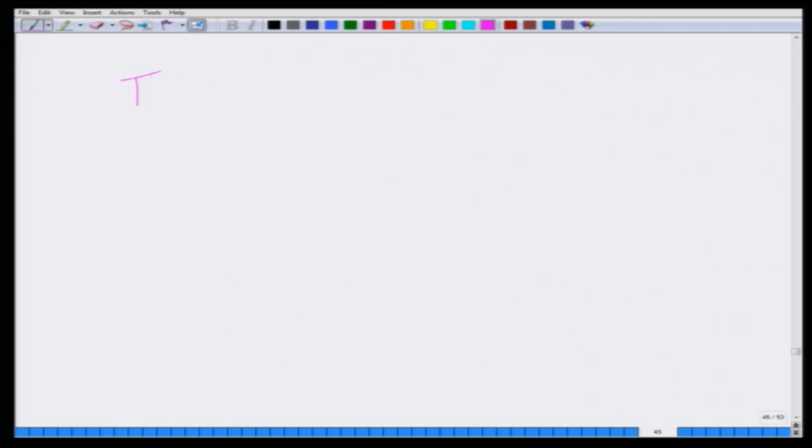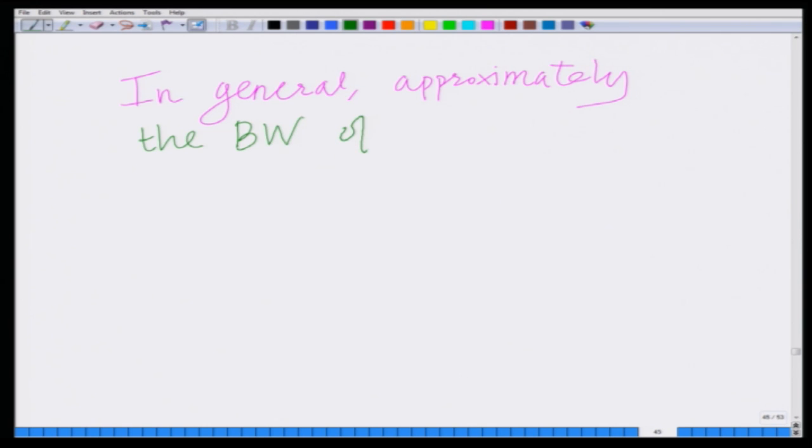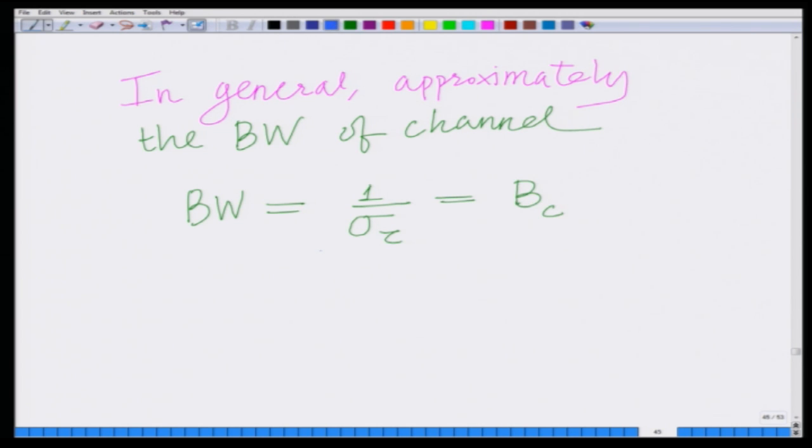Therefore, in general, approximately, the bandwidth of the channel is equal to 1 over sigma tau, which is equal to the coherence bandwidth. The bandwidth is nothing but the coherence bandwidth. This is equal to 1 over sigma tau. So, we have this beautiful relation which we have derived intuitively.